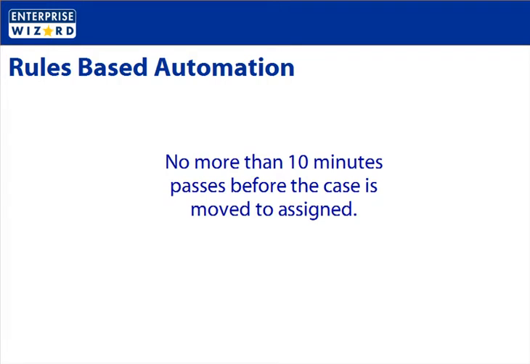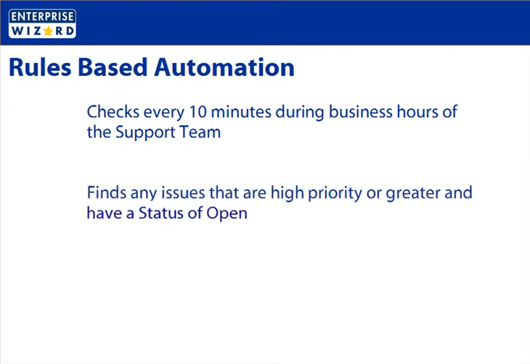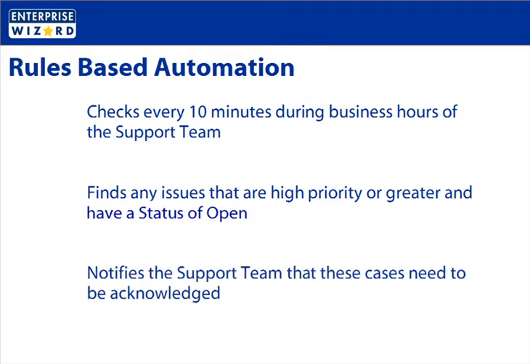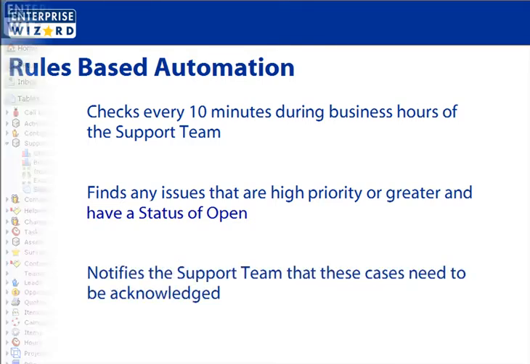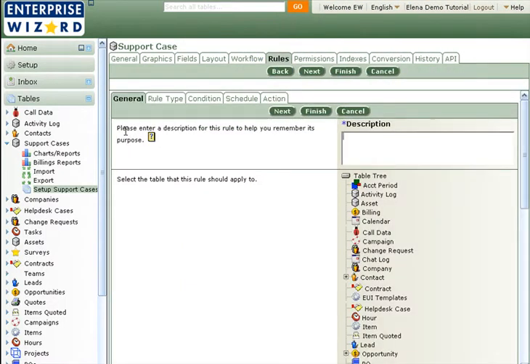We want to be sure that for high priority cases, no more than 10 minutes passes before the case is moved to assigned. We will create a rule that checks every 10 minutes during business hours of the support team, finds any high or critical priority issues that are still in a status of open, and notifies the support team that these cases need to be acknowledged. Let's create the rule. First, we give it a descriptive name.